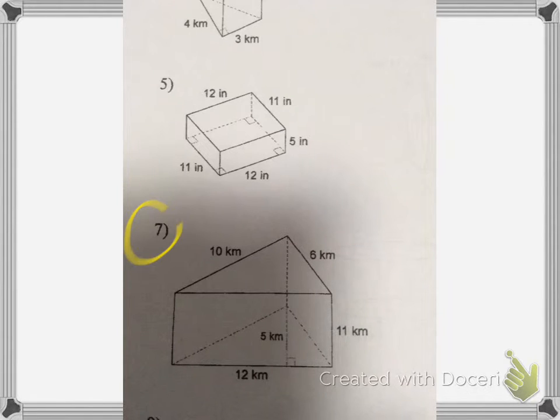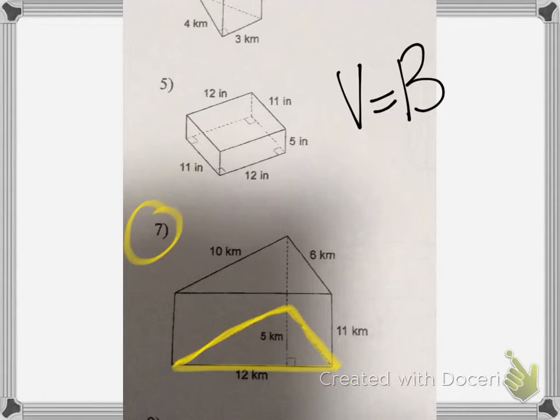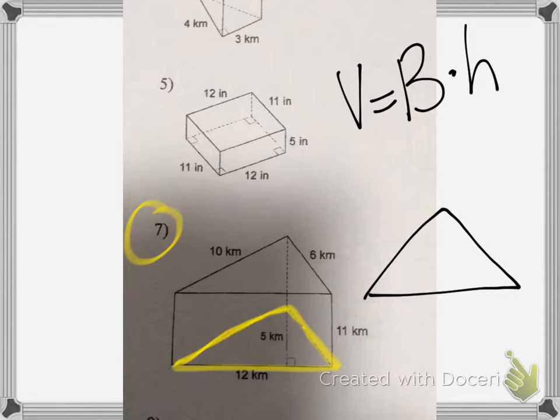Okay, so for number 7, this one's a little bit different. My base is right over here in yellow. Now the difference on this one is that on the other ones we had the right angle right here in the corner. This one we don't, so that's not where my right angle is. So we're going to find volume, which is area of the base times the height. So this is that yellow triangle on the bottom. This is 5, this is 12, and this is where the right angle is. So we're going to find the area of that one.